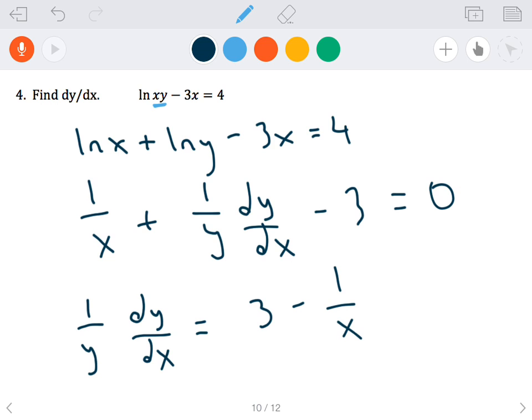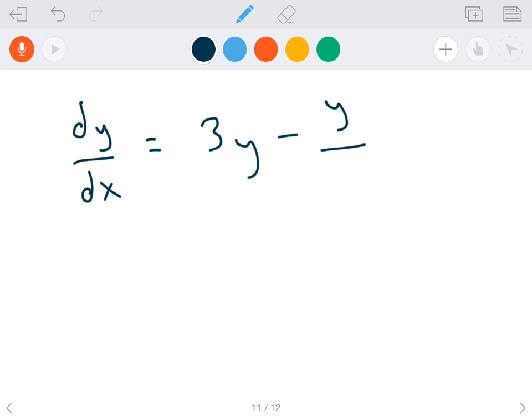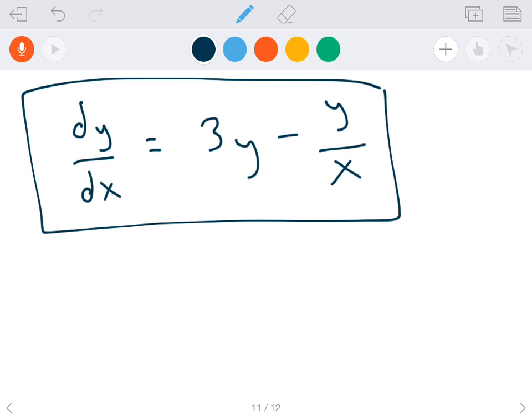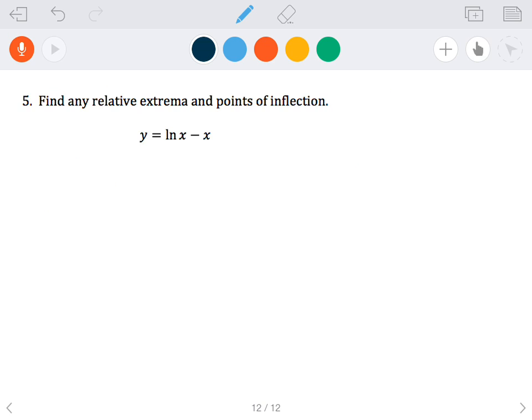And then I will multiply both sides by y to get dy/dx by itself. So I have dy/dx equals, and I can distribute that y. I can say that that's 3y minus y over x. And it's done. One more, because I know you all missed these videos over Christmas break.